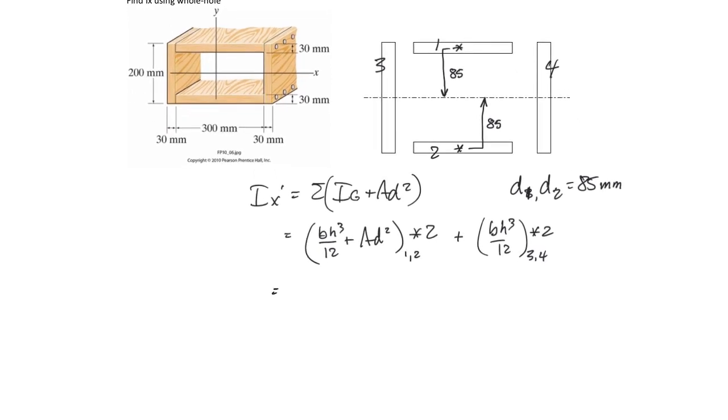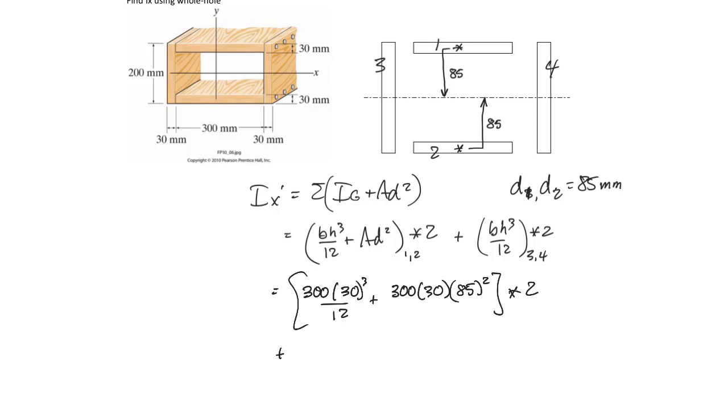All right, so let's put some numbers in and see what we got. For parts 1 and 2, the base is 300. The height is 30 cubed over 12. The area is going to be 300 times 30. That's the area. And then the distance I'm moving it is 85, and that's squared. All right, and that's times 2 because I got 2 of them.